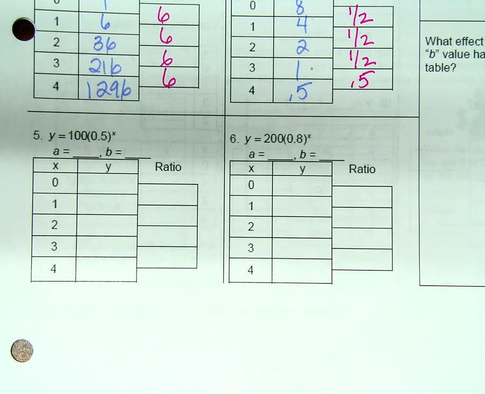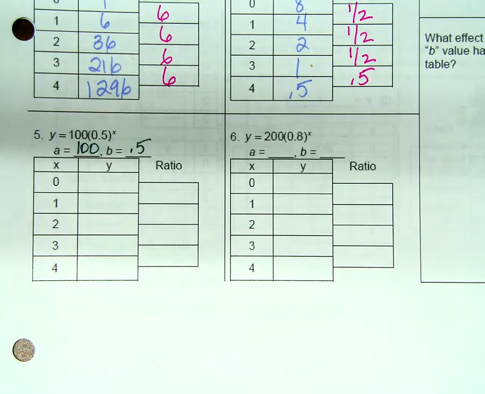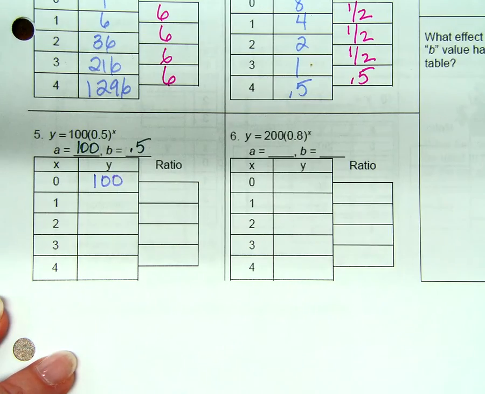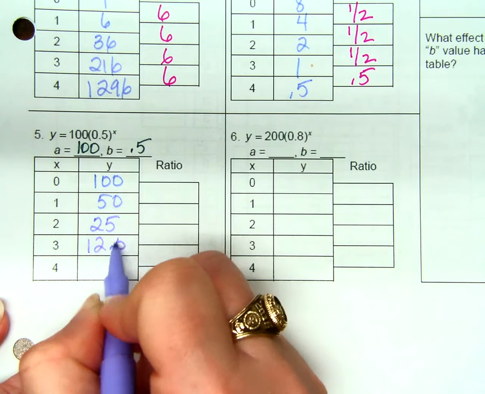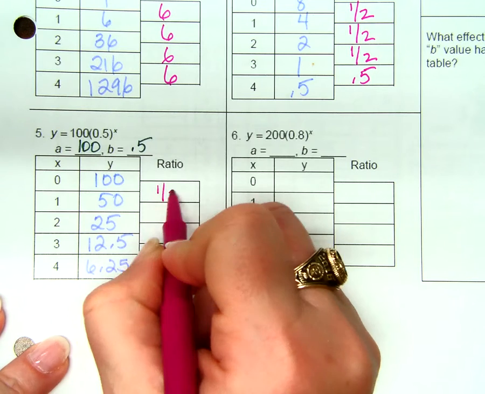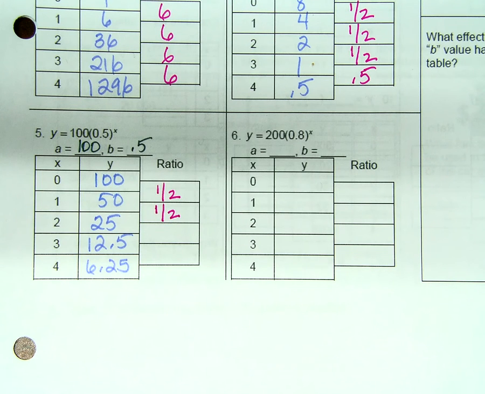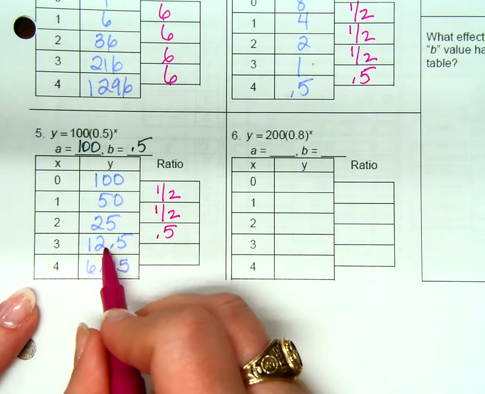What about A in number 5? 100. And what about B? 0.5. Put it in your calculator to get the table. Okay. What is 50 divided by 100? 1/2. What is 25 divided by 50? What is 12.5 divided by 25? 0.5. What is 6.25 divided by 12.5? 0.5.